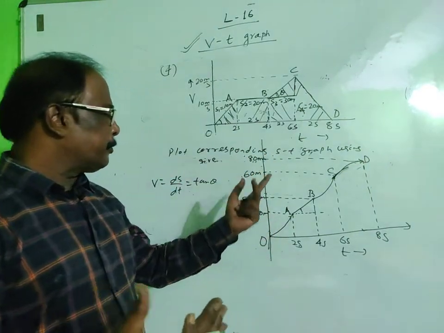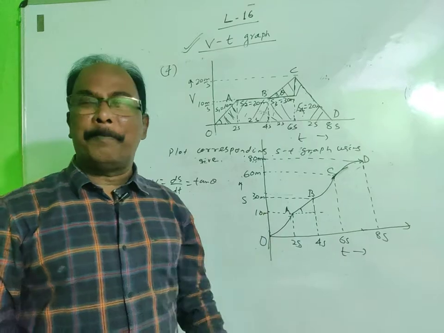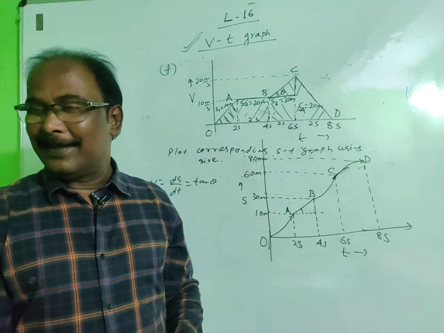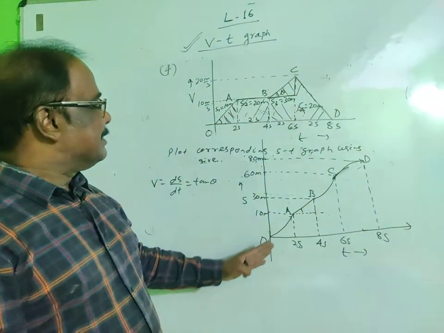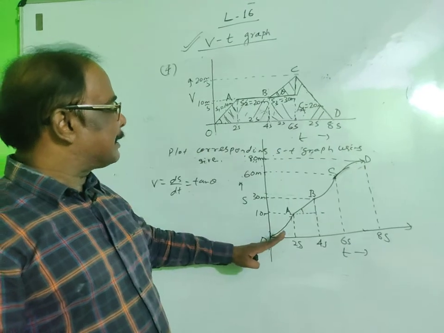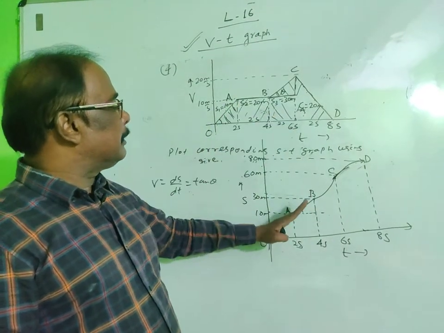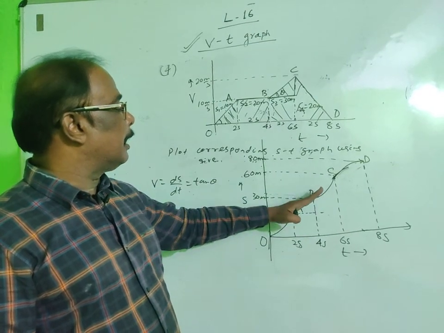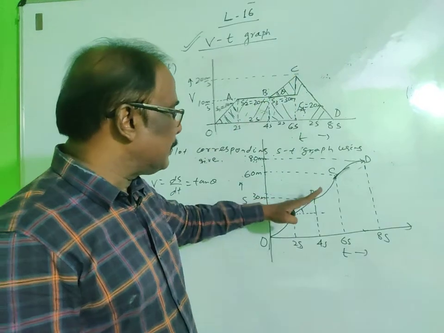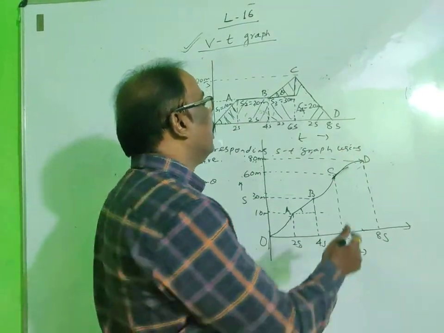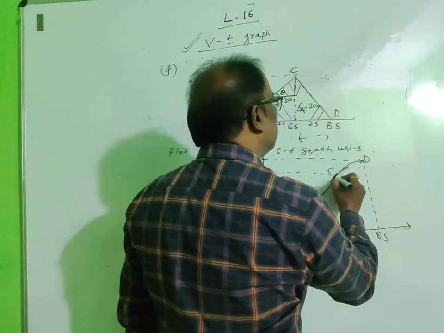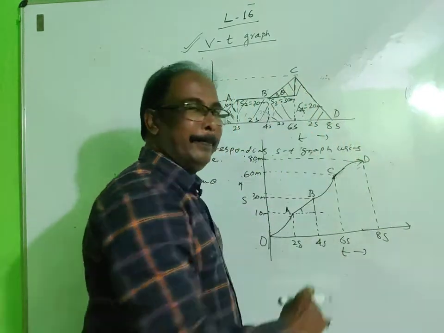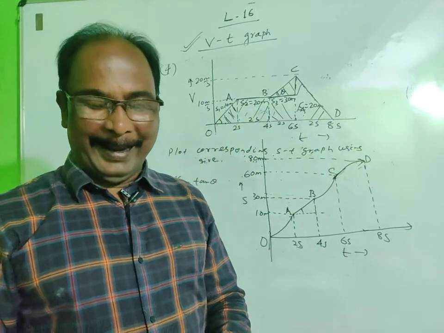This is the corresponding ST graph using this VT graph. Is it clear to you? Yes. Here velocity increases, curve bending upward; velocity constant, graph is a straight line making a constant angle with the time axis; again velocity increases, graph is a curve bending upward; and thereafter retarded motion, velocity decreases, graph is a curve bending downward. Is it clear? Okay. Next question.